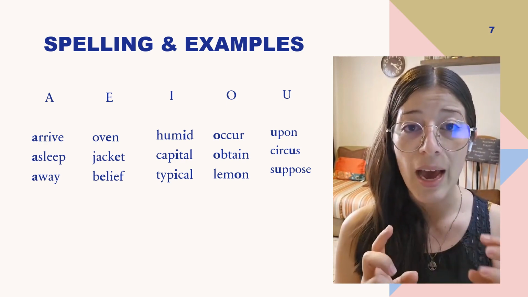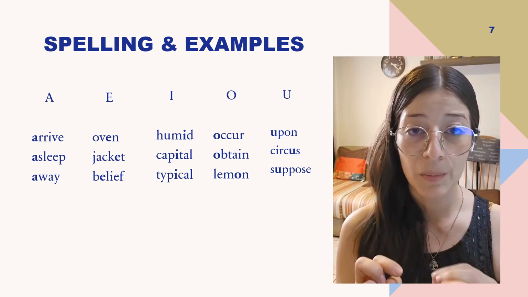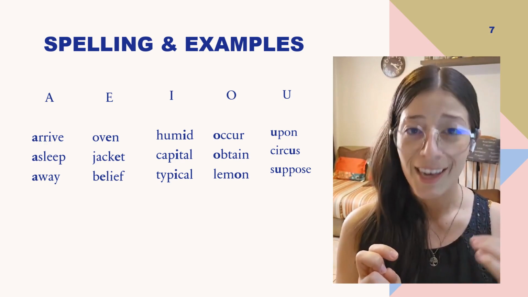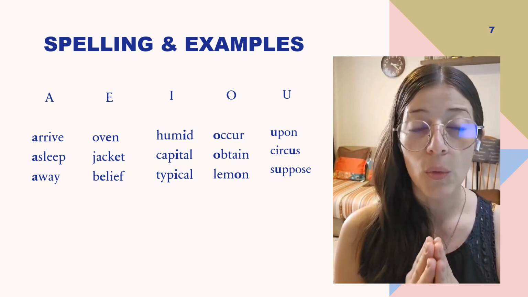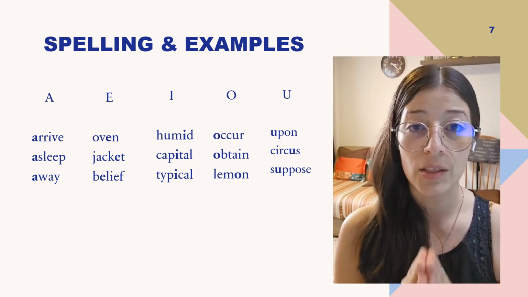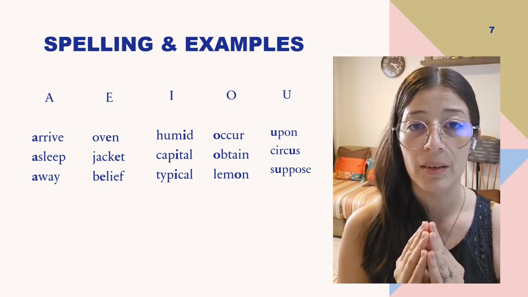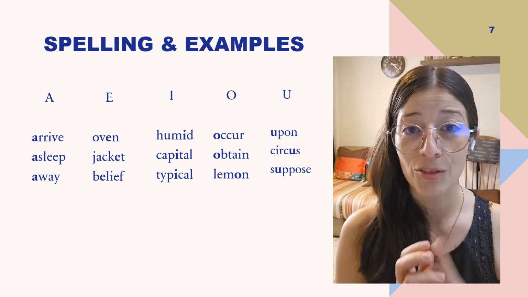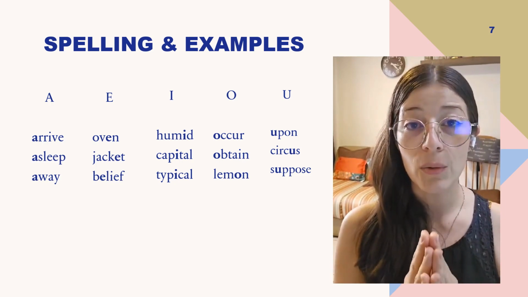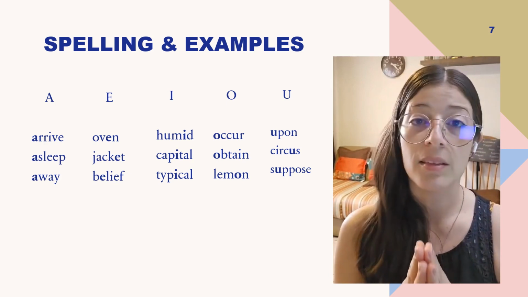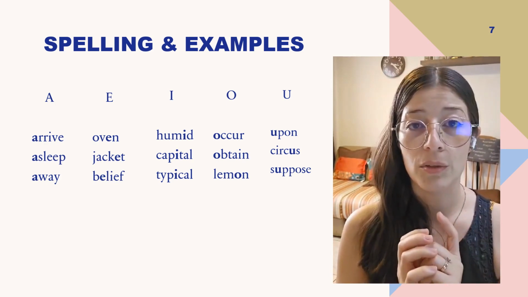Are you noticing how the stress in the letters that I am explaining is not stressed? Also, with the letter O, we may find it in words such as occur, obtain, and lemon. Notice again the unstressed syllables, right? And finally, with the letter U, we can have it in words such as upon, circus, and suppose.